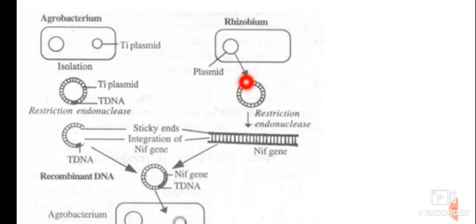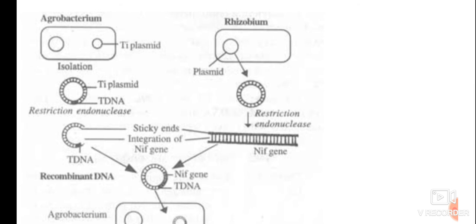Then the plasmid DNA is treated with specific restriction endonuclease so that it produces DNA fragments with sticky ends, and these fragments carry NIF genes. It is actually a cluster of genes, NIF genes. So like this we are isolating the NIF gene. So this is the first step wherein we isolate the NIF gene.